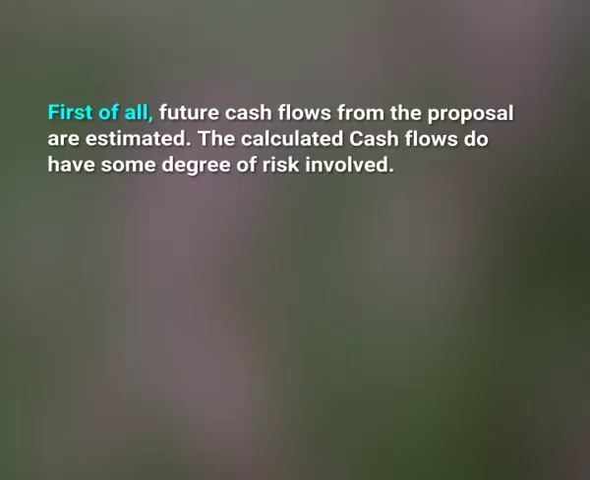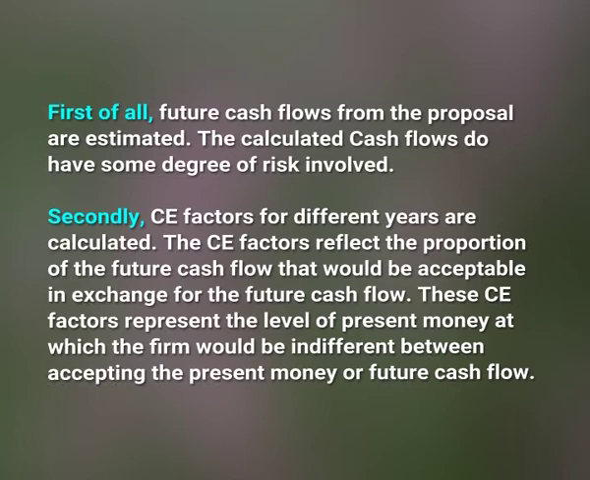So, calculation of NPV, that is net present value, by CE approach involves the following steps. First of all, future cash flows from the proposal are estimated. The calculated cash flows do have some degree of risk involved. Secondly, CE factors for different years are calculated. The CE factors reflect the proportion of the future cash flow that would be acceptable in exchange for the future cash flow. These CE factors represent the level of present money at which the firm would be indifferent between accepting the present money or future cash flow.